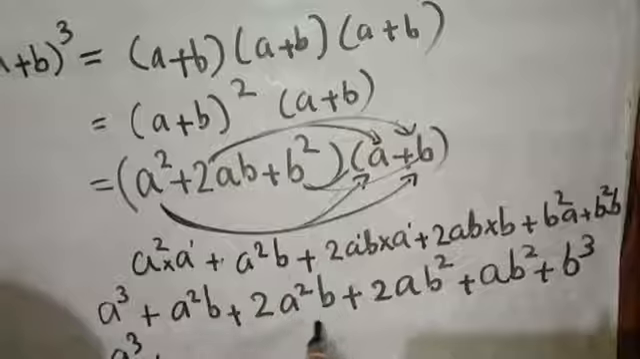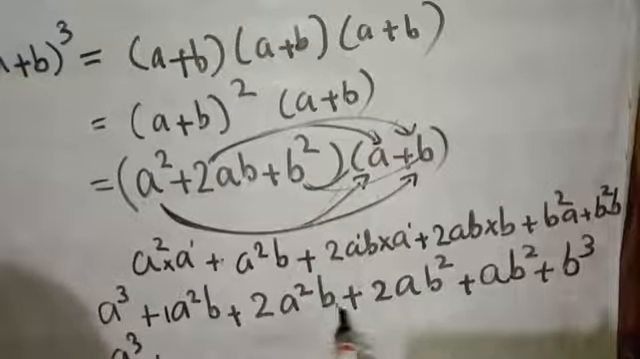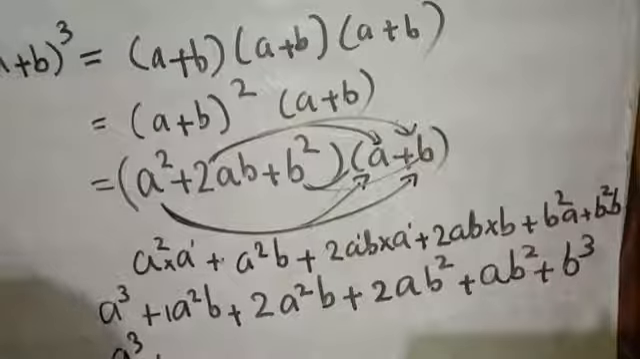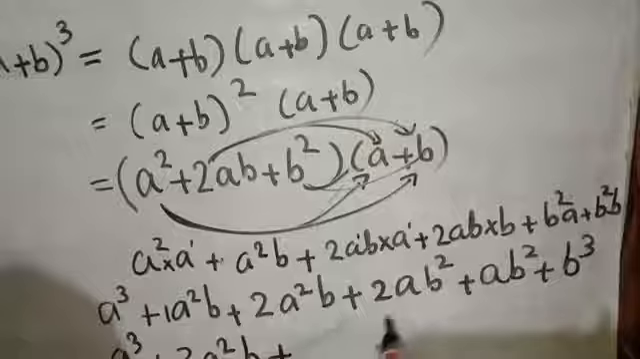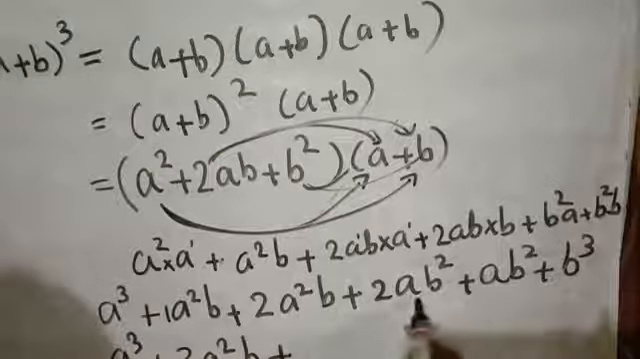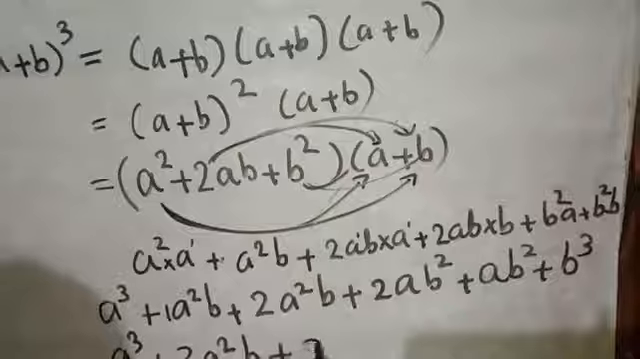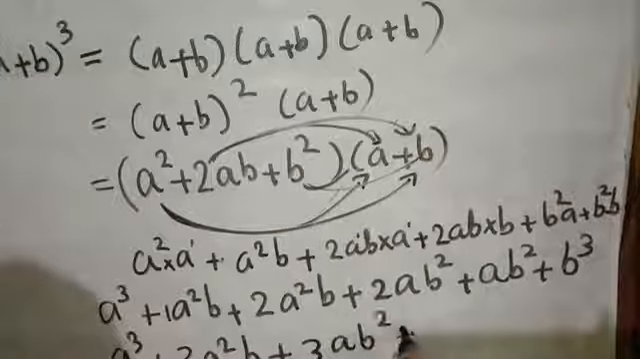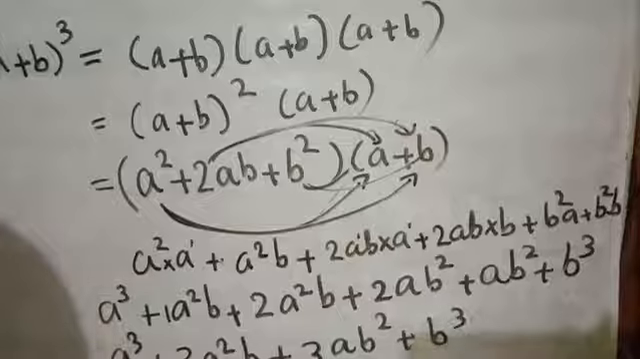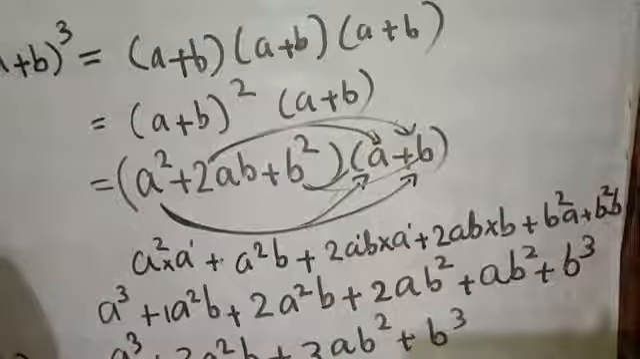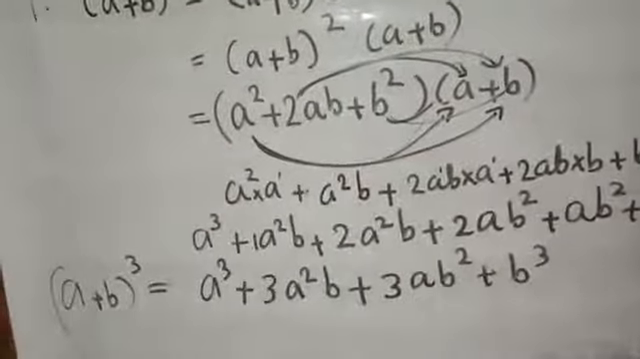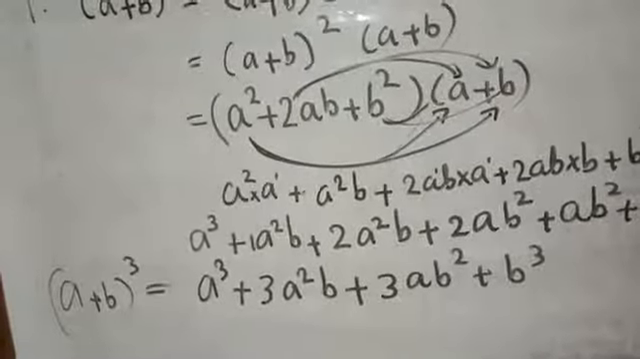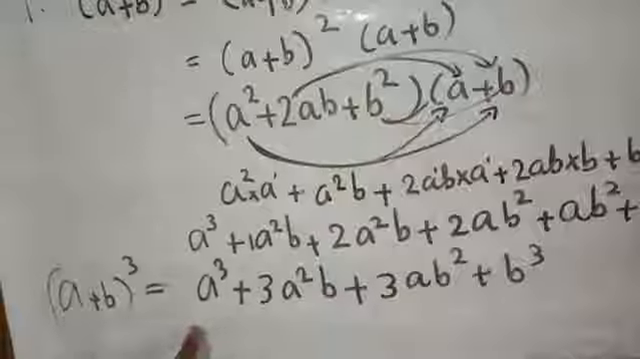So we have a cube plus a square b. This is also 2a square b. Here 1a square b, here 2a square b: a square b and a square b are like terms. So 2 plus 1, 3a square b, plus 2ab square plus ab square; ab square and ab square are like terms. So 3ab square plus b cube. So what is a plus b the whole cube? A plus b the whole cube is equal to a cube plus 3a square b plus 3ab square plus b cube. First a cube, then b cube.